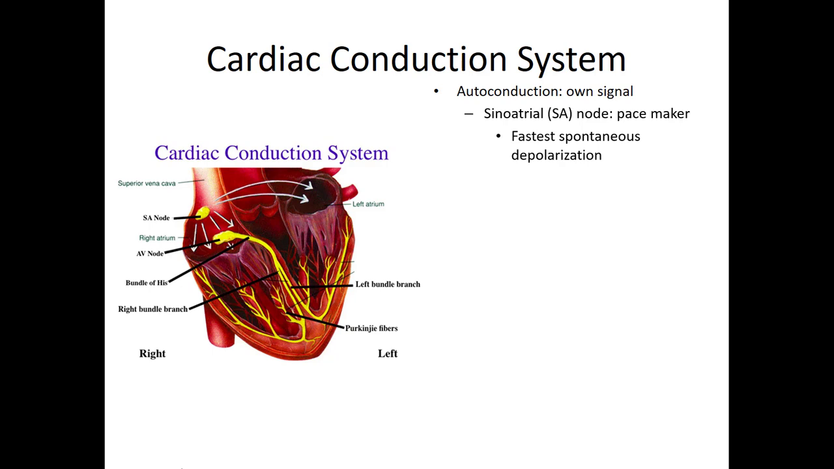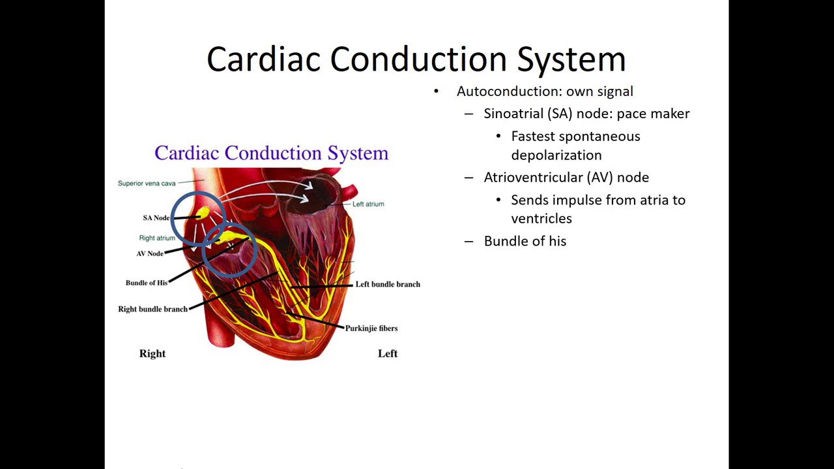It has faster spontaneous depolarization than any other area. The SA node makes an action potential and sends the signal to the AV node. The AV node then sends the signal from the atria to the ventricle. First is the bundle of His. Dr. His found this bundle. Then the bundle branches, left and right. And Purkinje fibers. This is the terminal branch. This is the order.